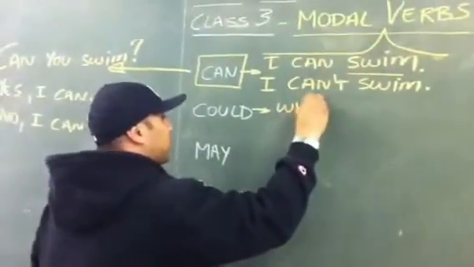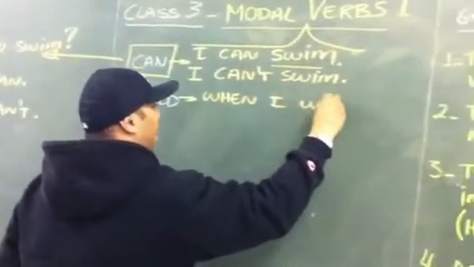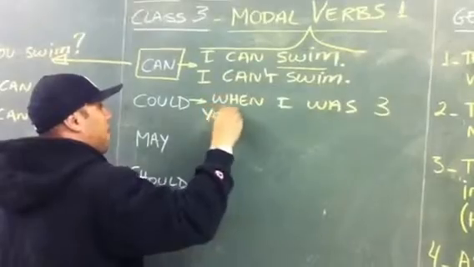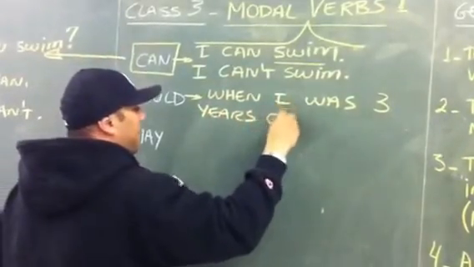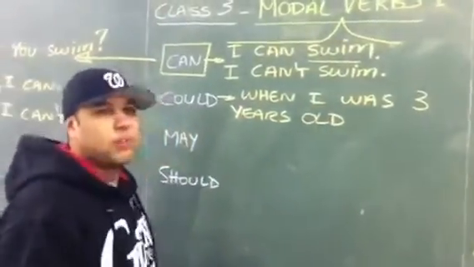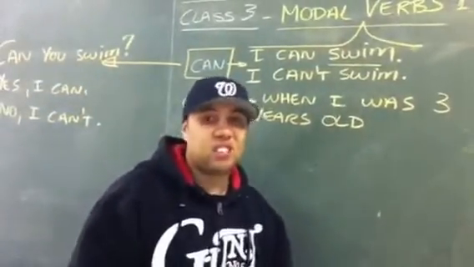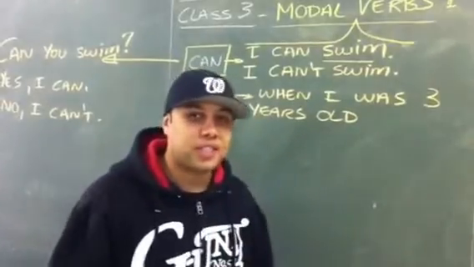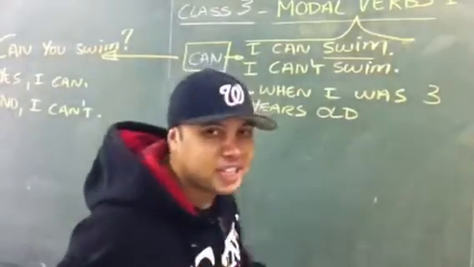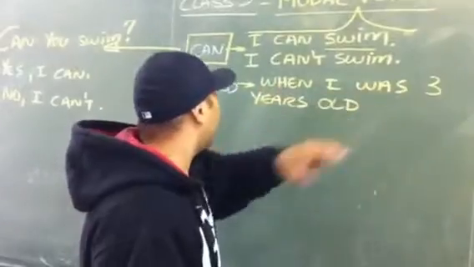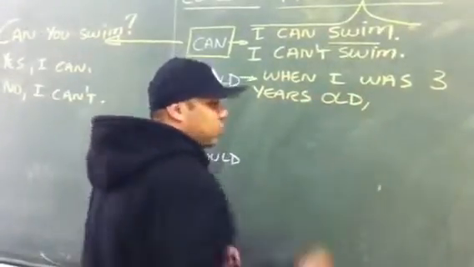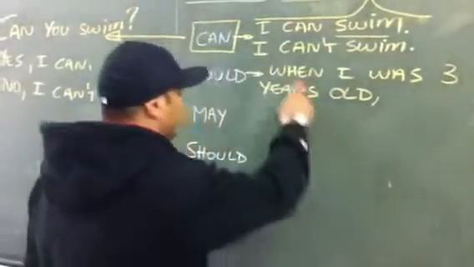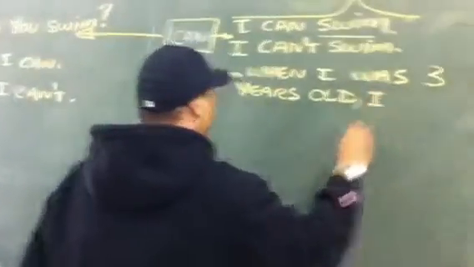When I was 3 years old, imagine me, a baby gangster, because I was a thug since I was a little kid. But you have to work with education too. So that's a thug with education, you know what I'm saying? So when I was 3 years old, do you think I could swim? Not at all. When I was 3 years old, I could.